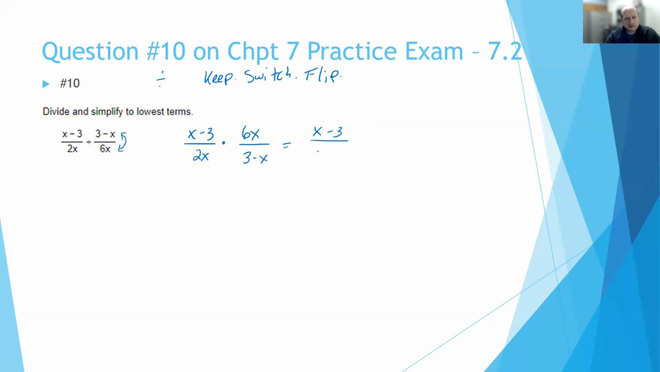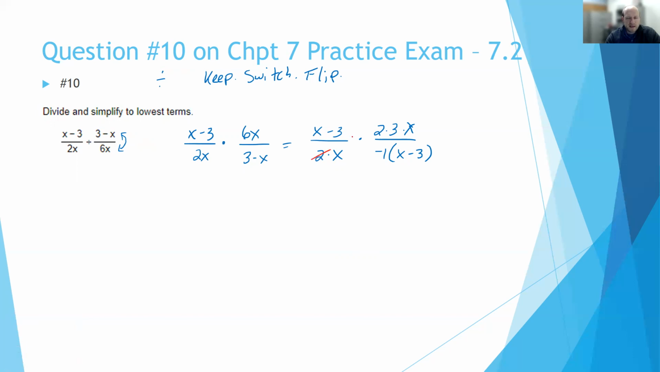Let's write this 2x out into 2 times x. 6x is 2 times 3 times x. And then 3 minus x, I can take out a -1. So really it's -1 times x minus 3. And if you distribute the -1 in here, you're still going to get the original 3 minus x. Okay, so I didn't change anything. I just factored out a -1.